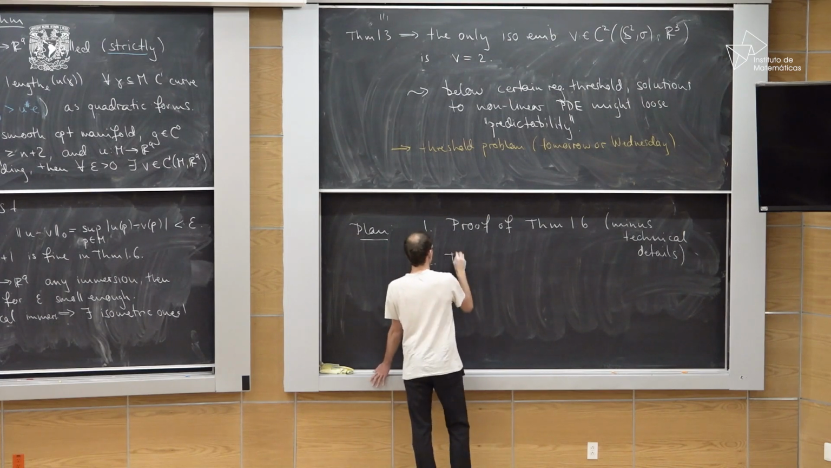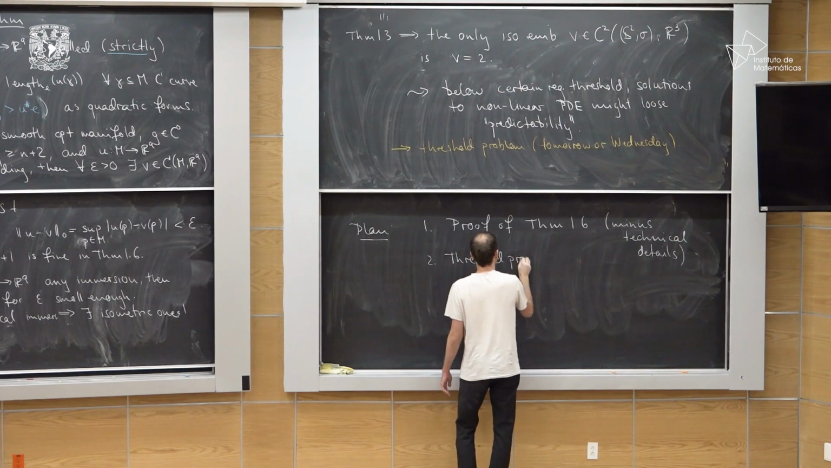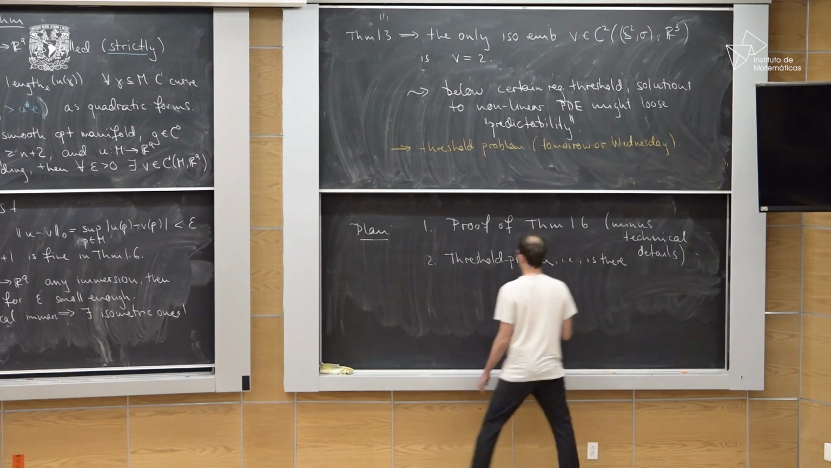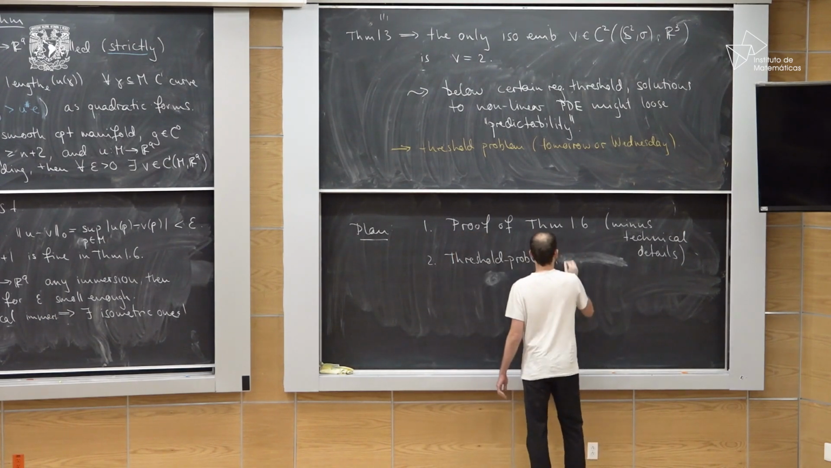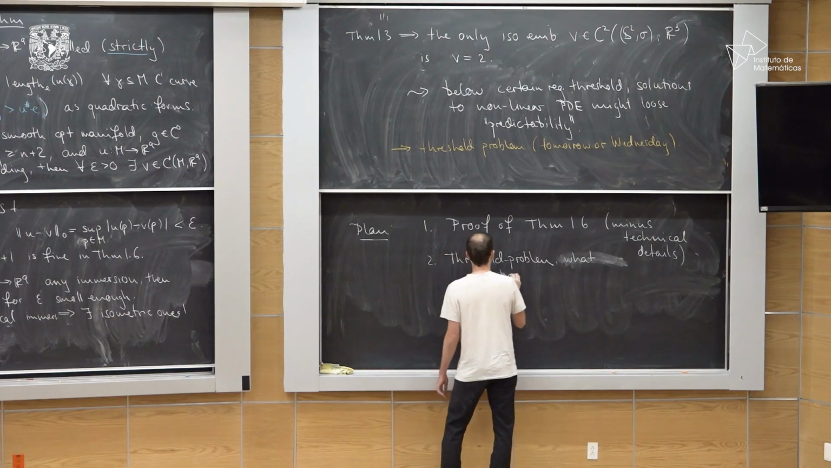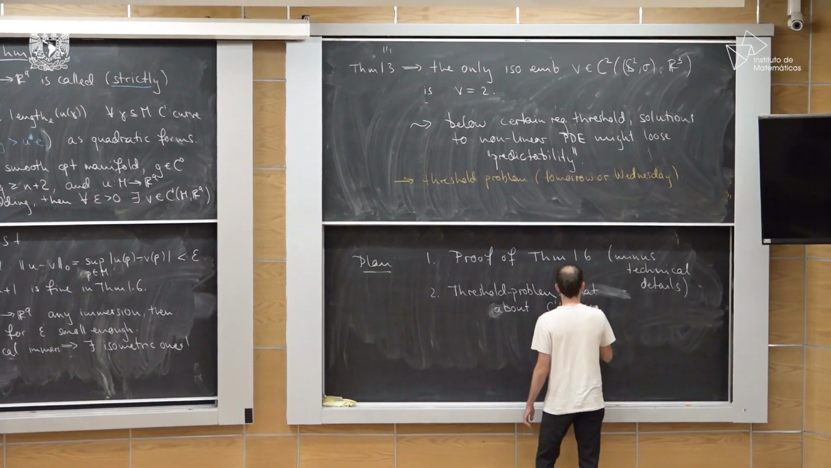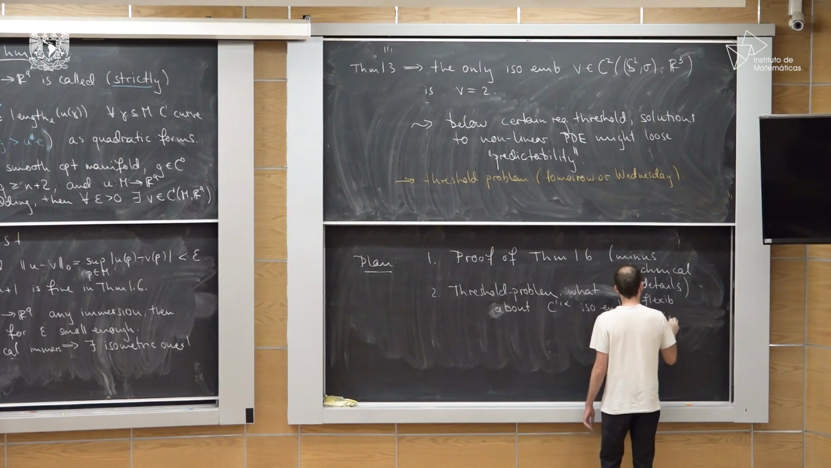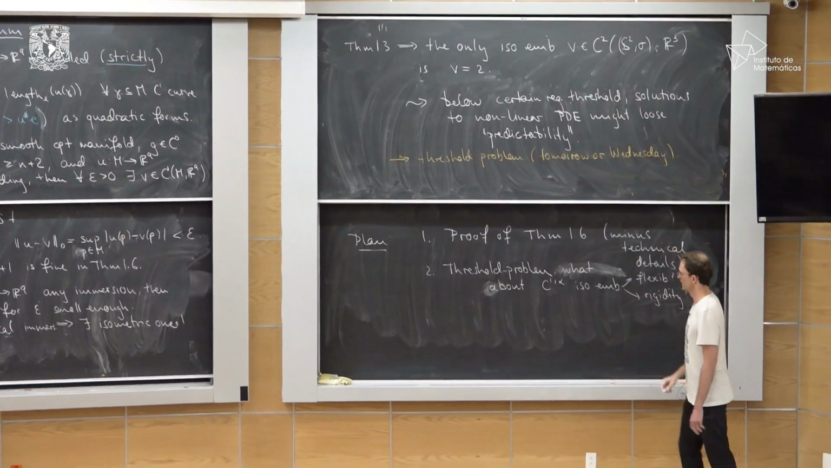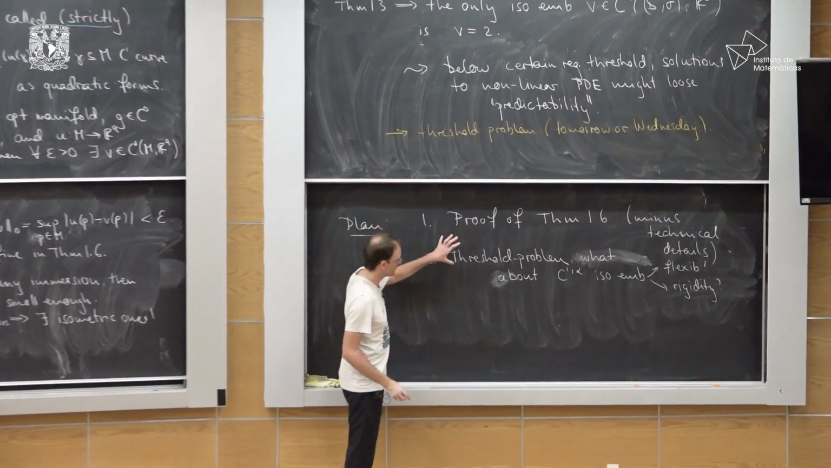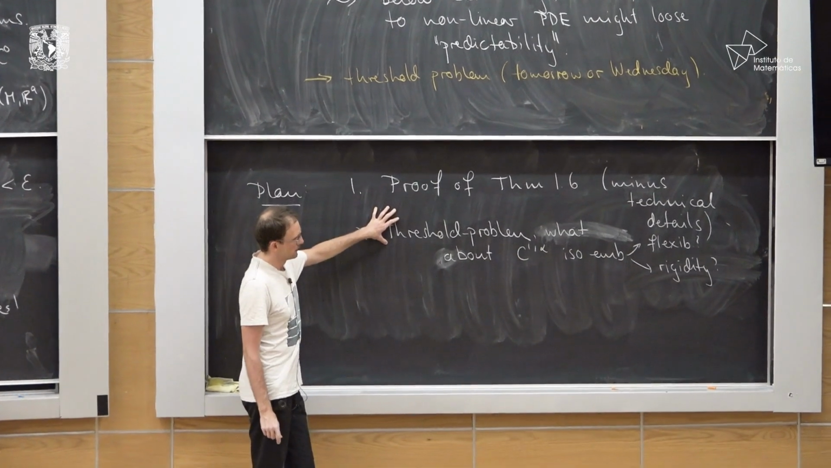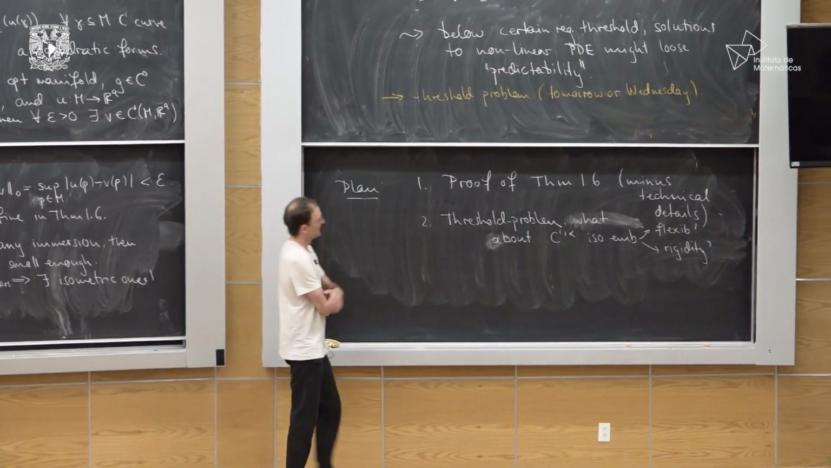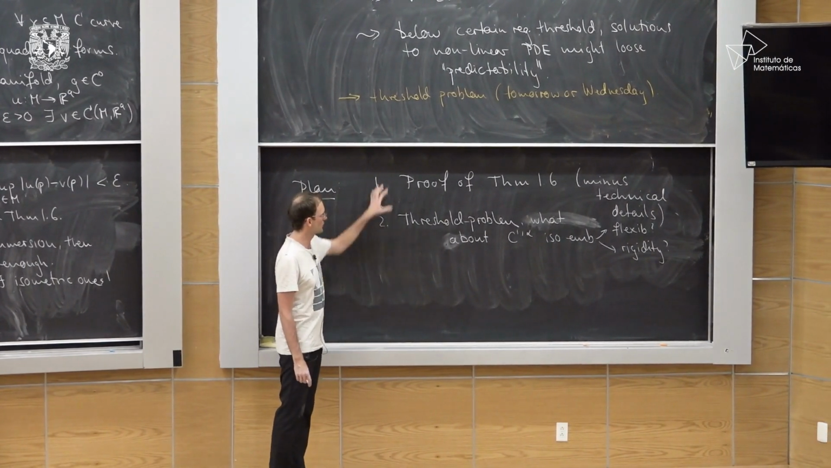Then talk a bit about the threshold problem. So this means, is there flexibility? Or what about E1 alpha isometric embeddings? In terms of flexibility and rigidity. And then, okay, there are variants of this threshold problem, which I might want to mention. It doesn't look like much of a plan, but that's my plan right now. The plan has sub-steps, and I will go into these sub-steps when we get to 1 and 2.